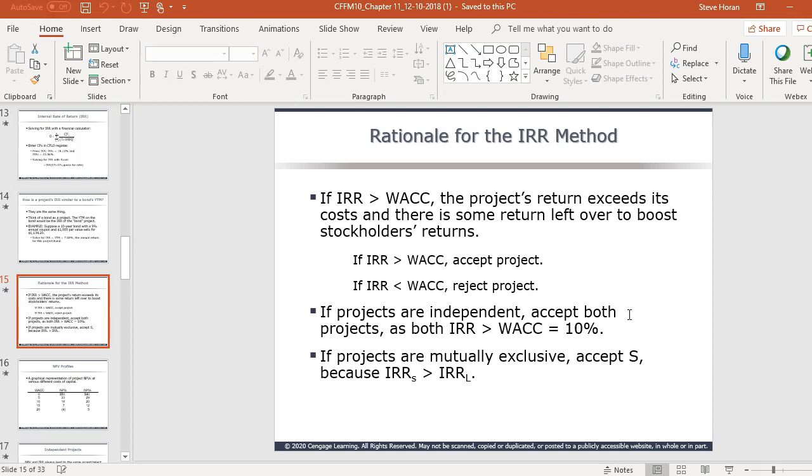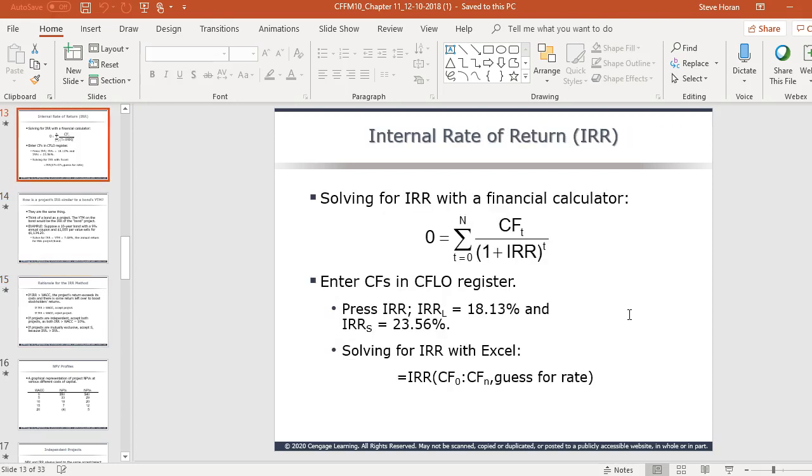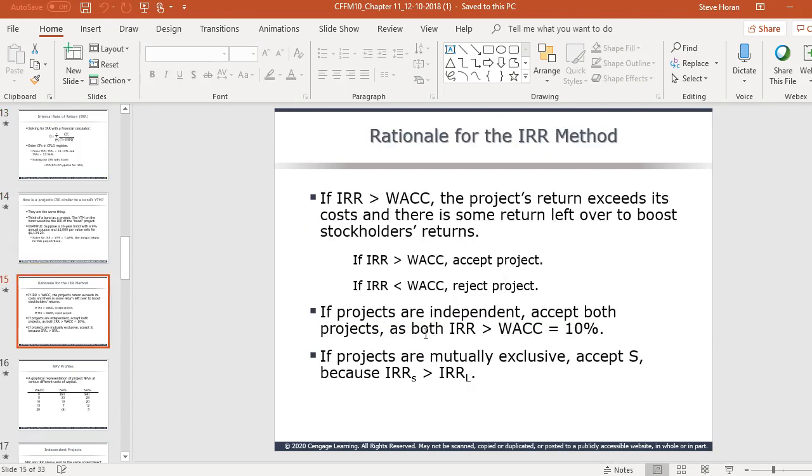So again, the decision is the same thing. If it's independent or mutually exclusive, I have to decide that, right? If they're independent and I could afford to do both, I would, because both of these give us a return greater than 10. Both the L return was 18 and the S return was 23.5. So they both are significantly above 10. If they're mutually exclusive, I choose the one with the highest, which is S. If they're independent and I could afford to do both, I would do both. Just depends.